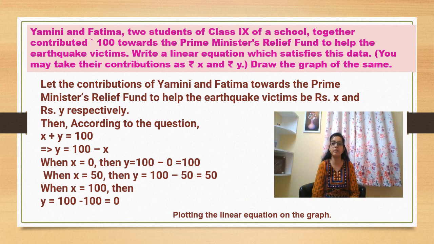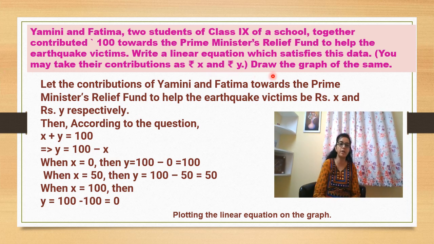Yamini and Fatima, students of class 9th of a school, together contributed 100 rupees towards the Prime Minister's Relief Fund to help the earthquake victims. Write the linear equation which satisfies this data. We may take the contribution to be rupees x and rupees y.